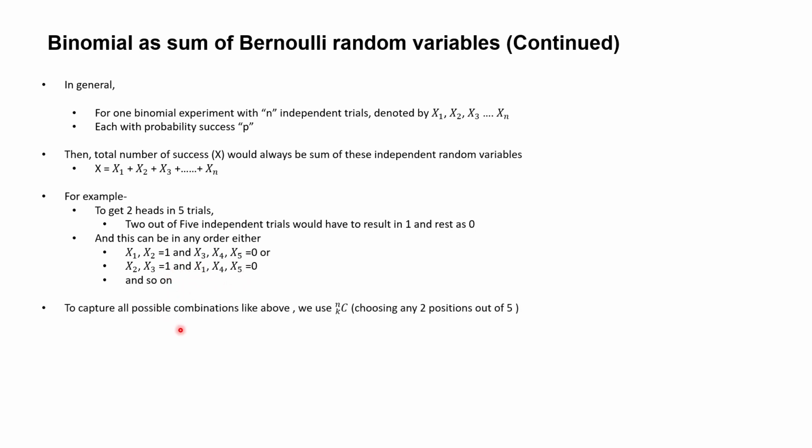And that's where we capture all these possible combinations by using nCk, which is choosing any two positions out of five. And that's why its PMF is actually given by nCk times p to the power k times (1 minus p) to the power n minus k. So probably you can put n and k values and reach out to the previous slide and check if you get the right answers or not.